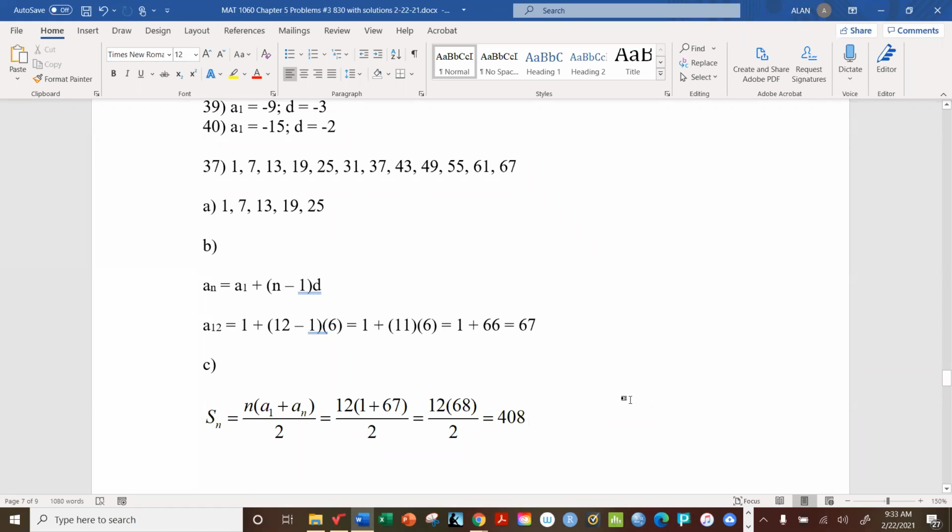Or you can use Carl Gauss's approach. If you notice, you've got 6 pairs of numbers, each of which adds up to 68. Ooh. So if you just multiply 6 times 68, you'll get the same thing. How do you like that?